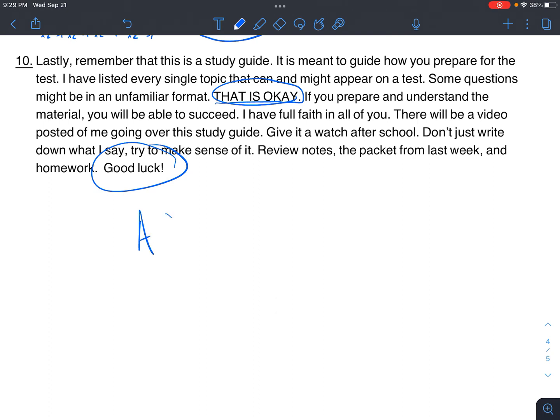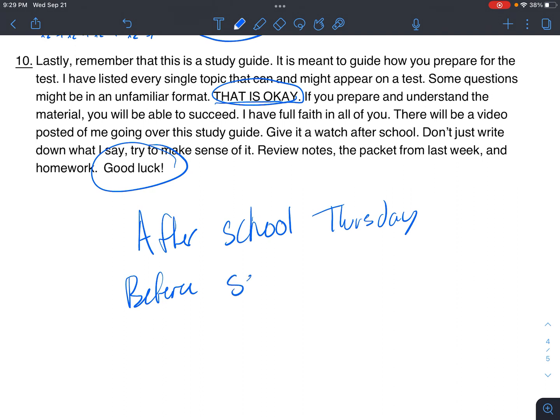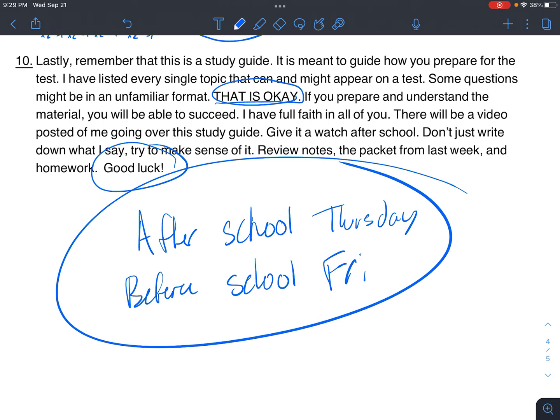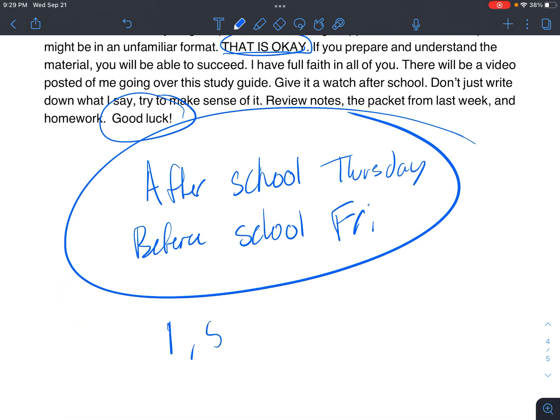And lastly, good luck. Remember, I will be here after school Thursday and before school Friday. Okay? So, if you have questions, please come in before school. My free periods are 1, 5, and 9. The next 2 days, just pop in. I'll try to be there as much as I can. I usually run 1 or 2 errands during them, so I probably can't be there the whole time. Anyway, that is all I have for you today. Good luck with your studying.